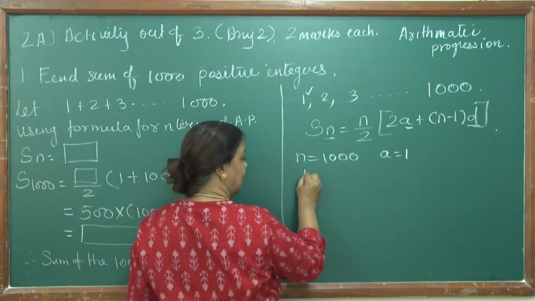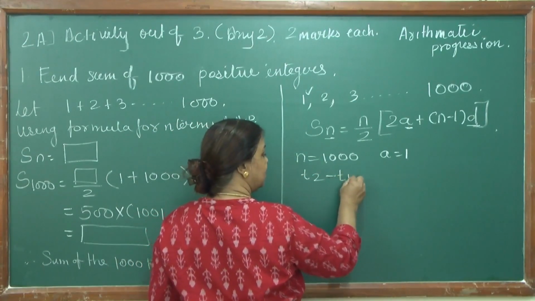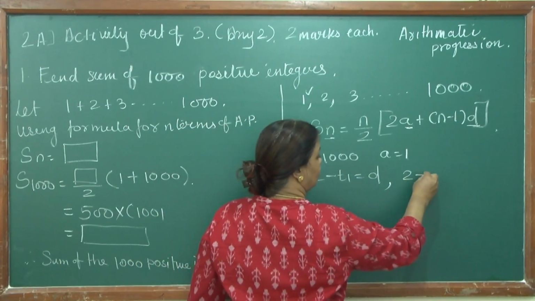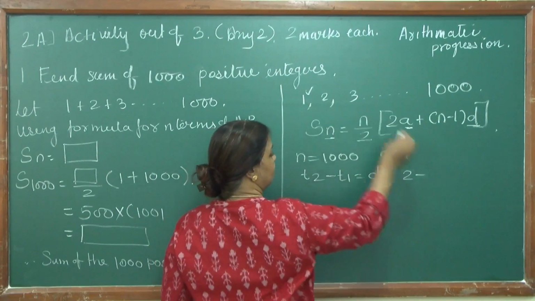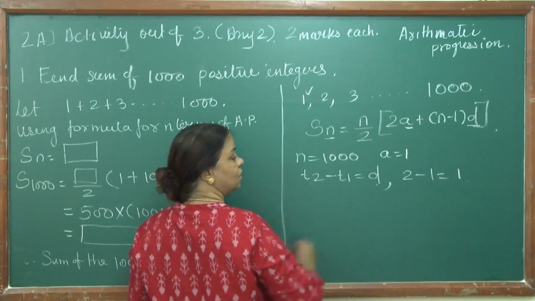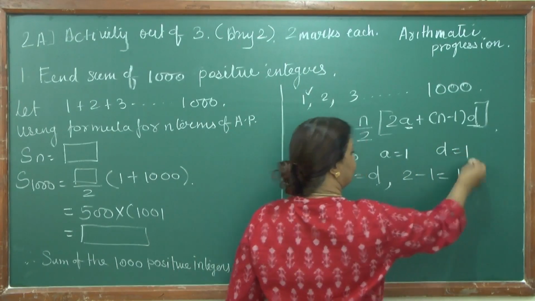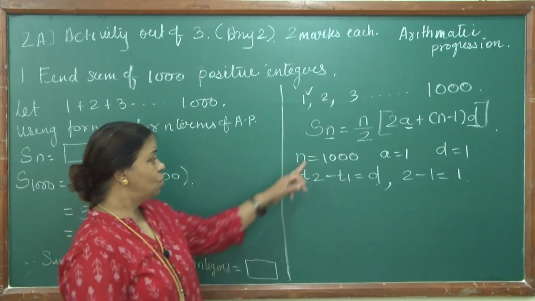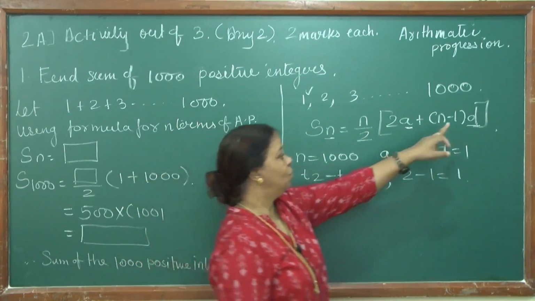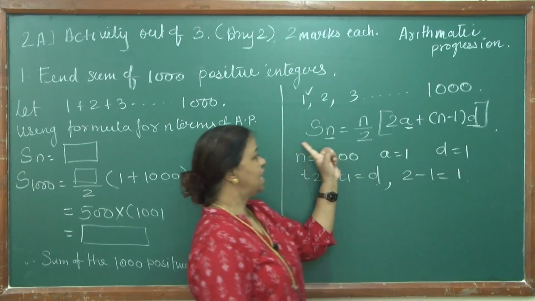And how to find out that? T2 minus T1 is equal to d. T2 is 2, minus 1 is equal to 1. So d is 1. You got d as 1, children. So you know n, you know a and you also know d. We can find out now.